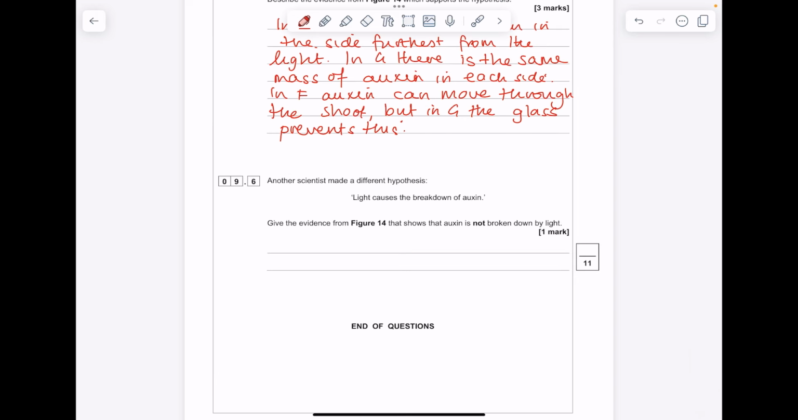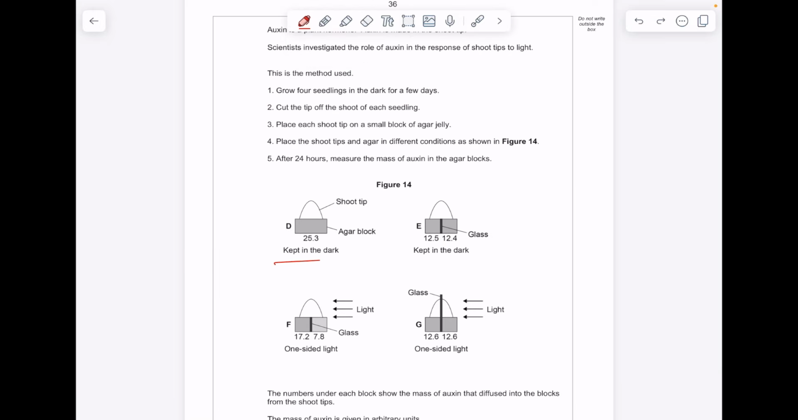Another scientist made a different hypothesis: light causes the breakdown of auxin. Give the evidence from Figure 14 that shows that auxin is not broken down by light. The reason we know that that's false is if you actually look, it doesn't matter what's going on in terms of light levels, all four blocks have approximately the same mass of auxin.